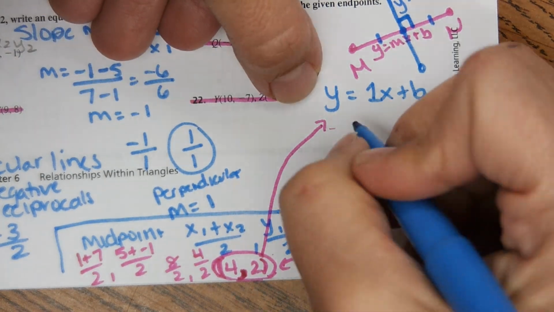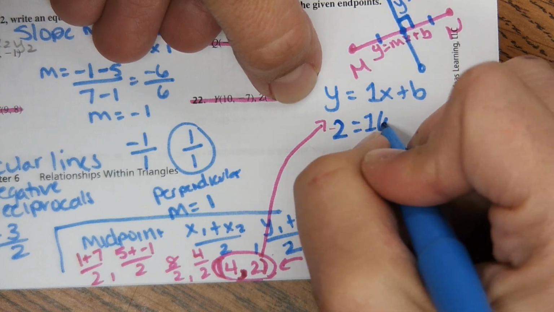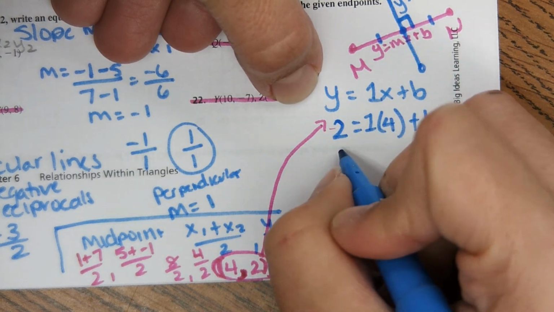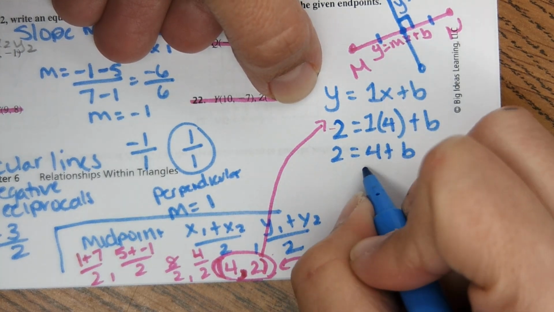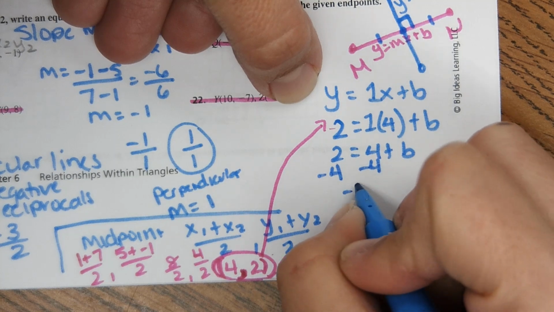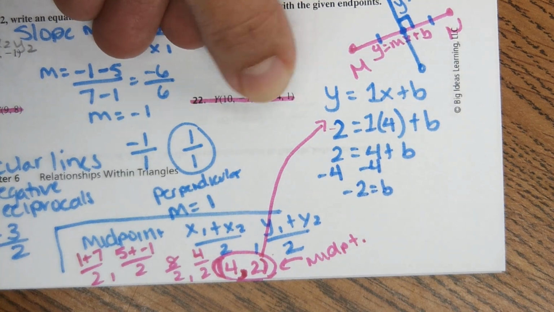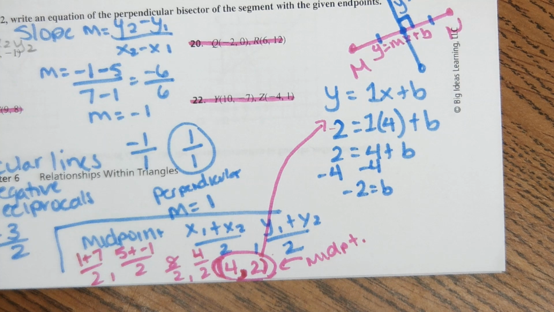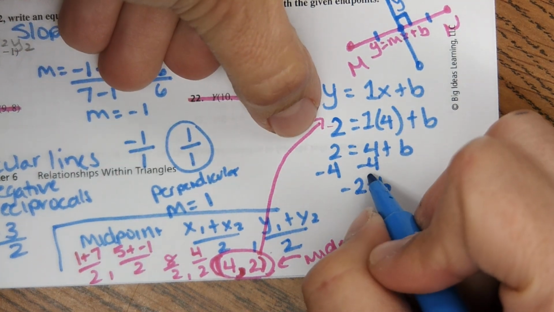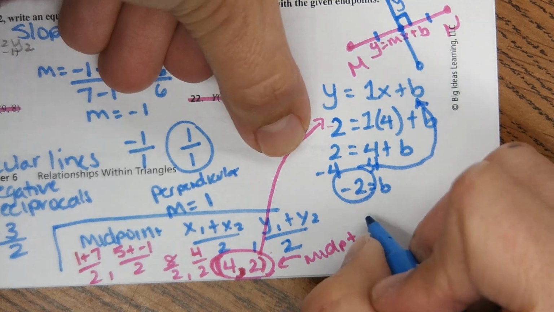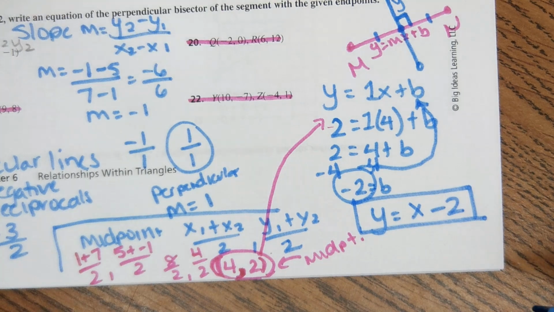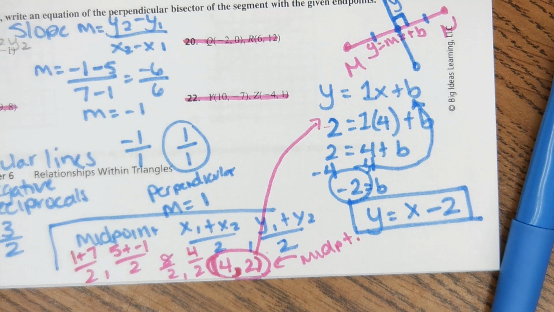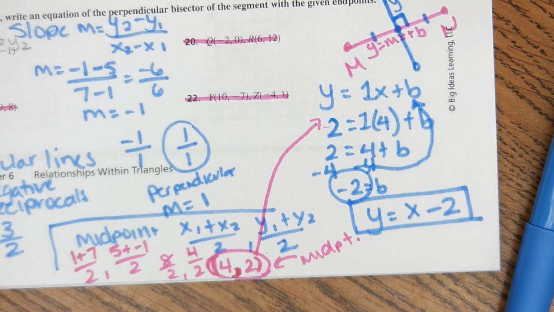So we would write 2 equals 1 times 4 plus b. If you were good at algebra, this is making sense. If you weren't, it might not be, but it is what it is. Okay, so -2 equals b. And then we plug this into the equation here: y equals 1x minus 2. And that is our equation of a line for the perpendicular bisector of MN. Now we're real smart. There aren't any like that on the homework, but I wanted to go over one.